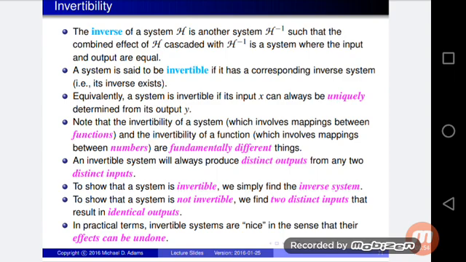A system is said to be invertible if it has a corresponding inverse system. That means the system performs some reverse or opposite operation compared to other systems, and these types of systems are known as inverse systems. Equivalently, a system is invertible if its input x can always be uniquely determined from its output y.